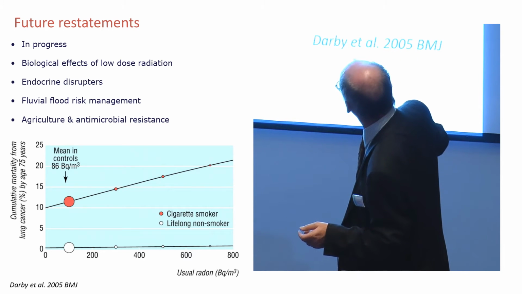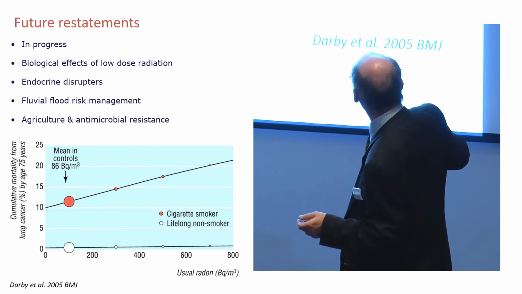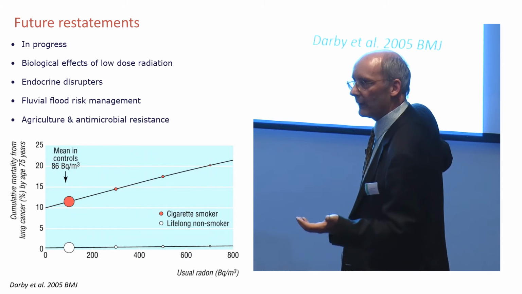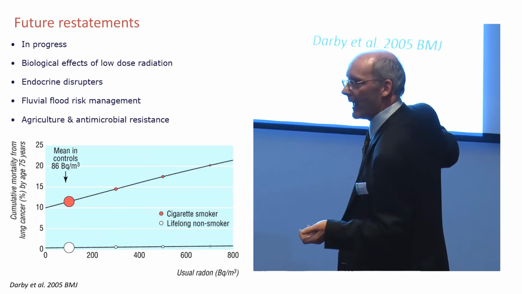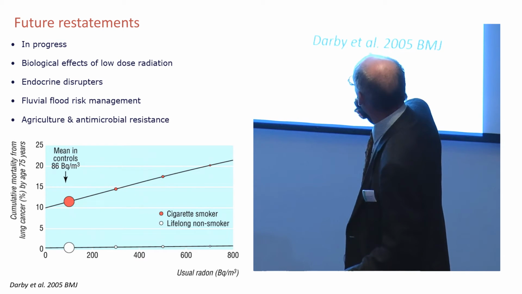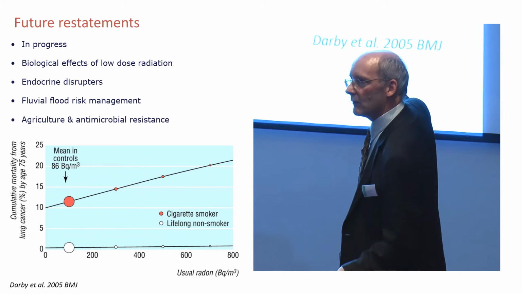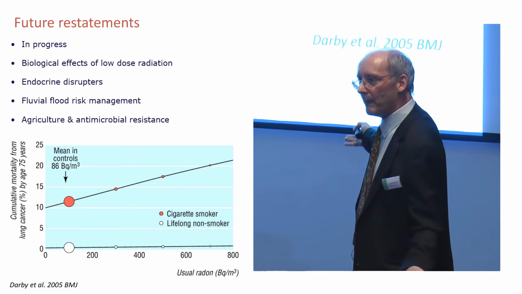So this is cumulative mortality from lung cancer as a function of the amount of radon in your home. So if you live in the West Country, there's a lot of radon in your home. This is a lifelong non-smoker, and it makes really no difference having radon in your home. If you're a smoker, then you really suffer from radon, so there's an effect. And isn't this a fascinating thing?